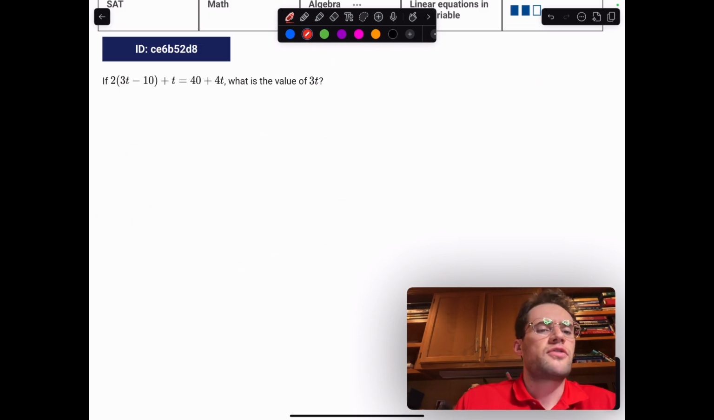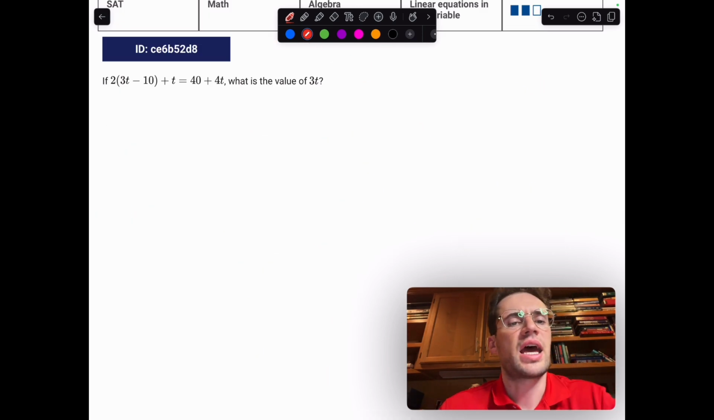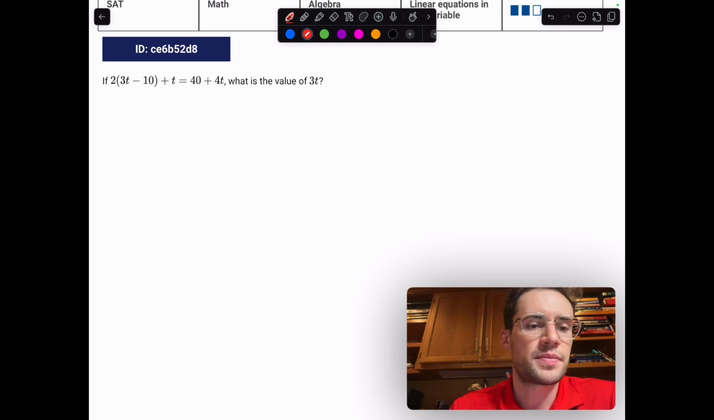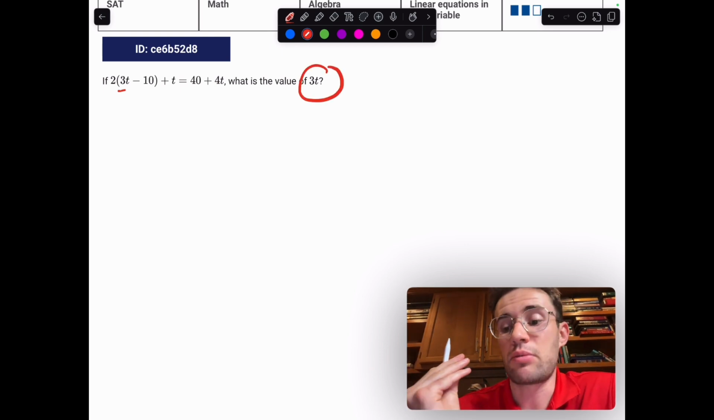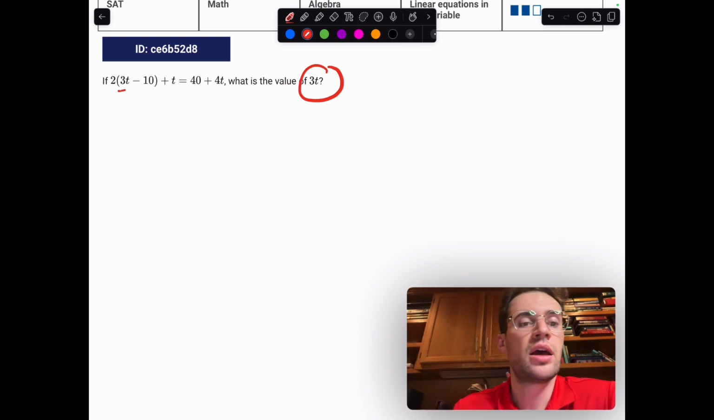Here we have, if 2 times the quantity 3t minus 10 plus t equals 40 plus 4t, what is the value of 3t? All right, well, there is a 3t here. That could potentially help us. I'm just going to solve for t, and just make sure you remember at the end that we're looking for 3t, not t, because they don't even have multiple choices that could potentially help you.